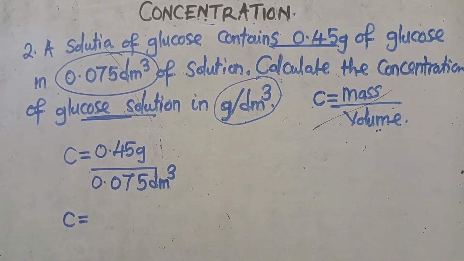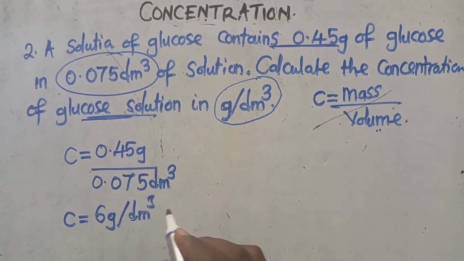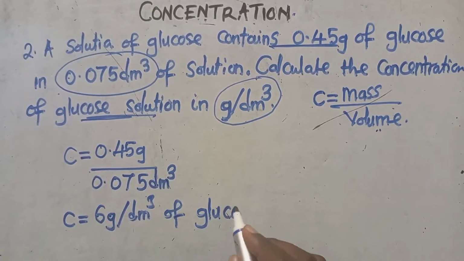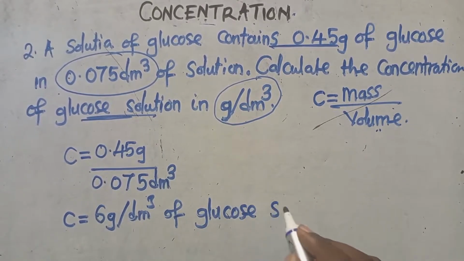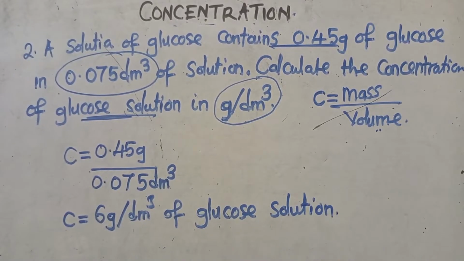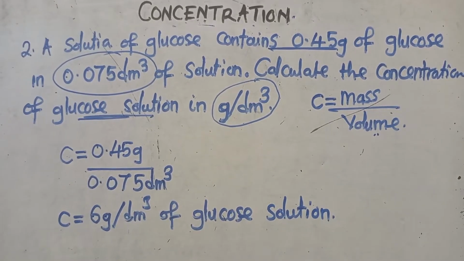When I divide, the answer, if I'm not mistaken, is 6. So I'll say 6 grams per cubic decimeter of glucose solution. Like this, I've answered the question. So this is how I'm supposed to answer questions. These are methods you are supposed to put into consideration.